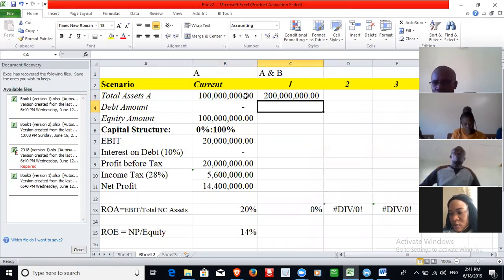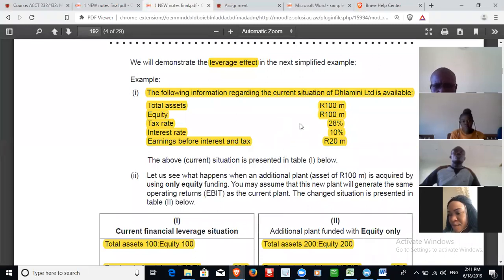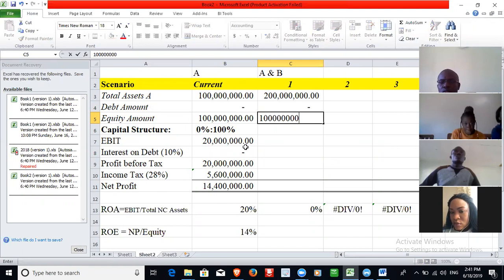The second plane plus the first plane is going to be 200 million. And we are saying this second investment, assume we're in year 2, is going to be fully funded by equity only. So meaning to say, on debt, it's 0. On equity, 100 million.